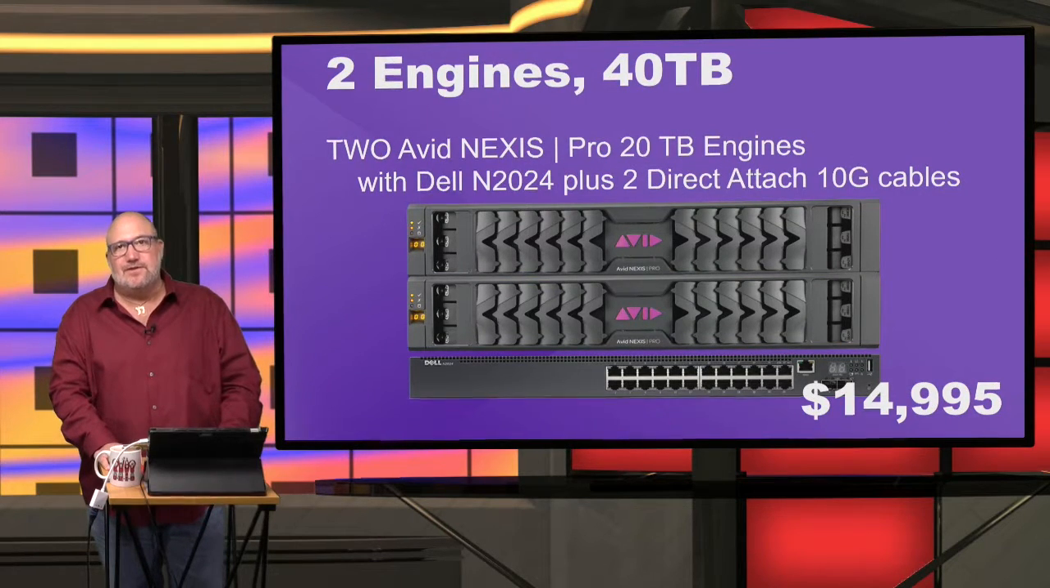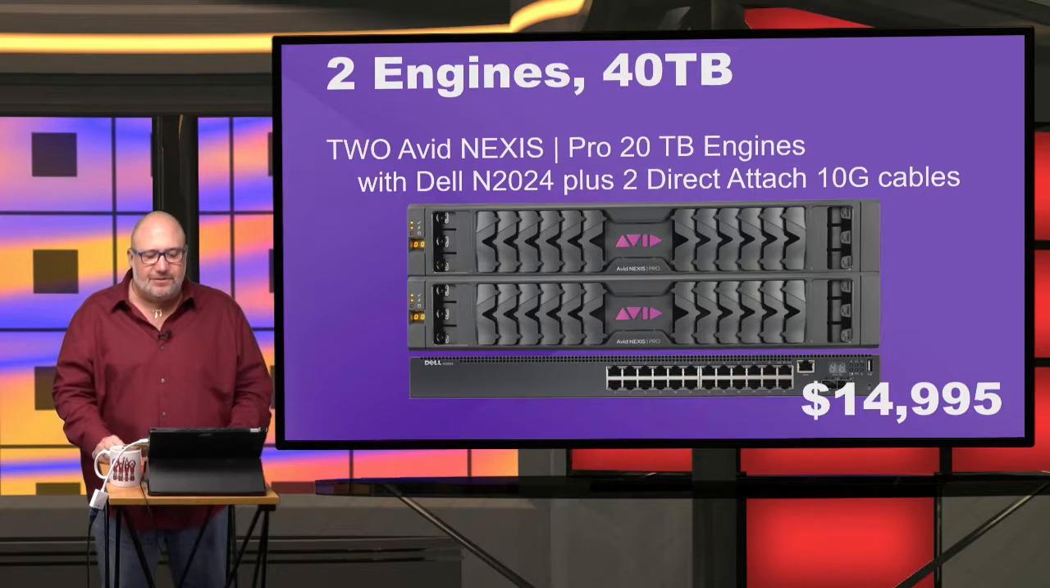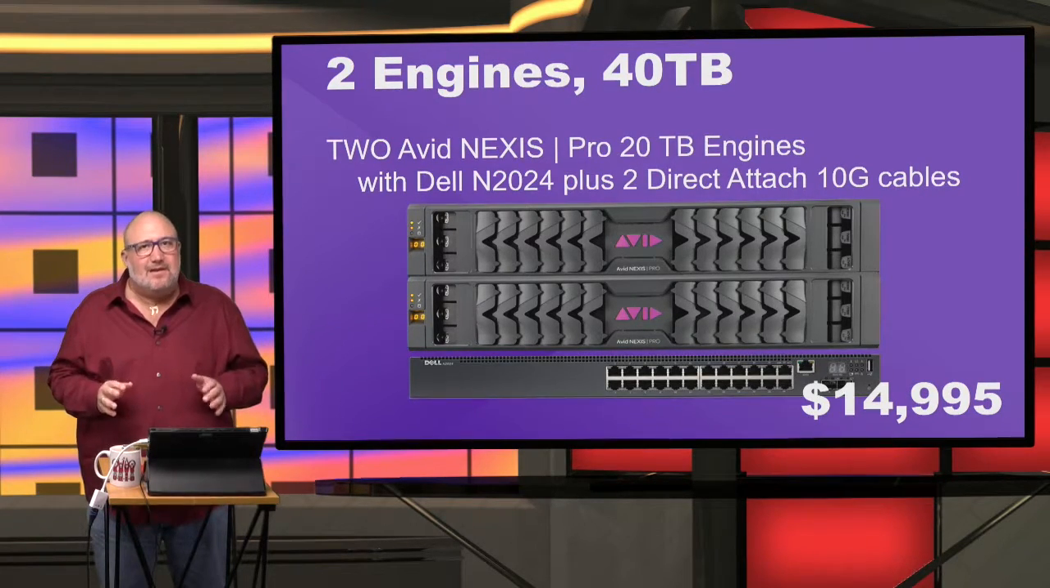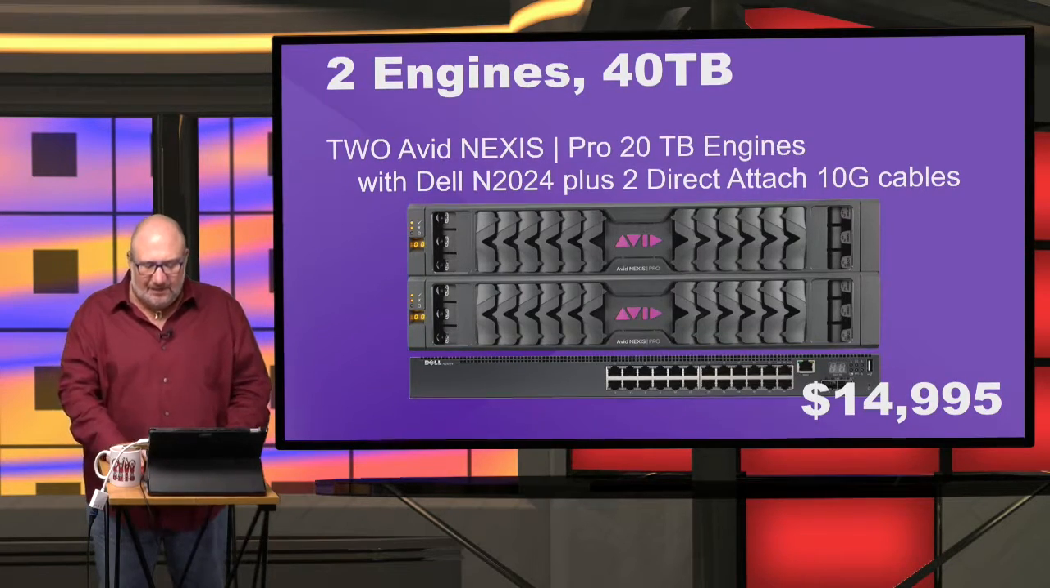Here's where the savings really start to add up, folks. This is a bundle that's going to give you 2 Nexus Pro engines, a total of 40 terabytes of storage, and the Dell Switch for $14,995. I want you people to understand something. A year and a half ago, 2 years ago, the Nexus Pro itself was more expensive than that. Now you're getting 2 Nexus Pro engines, 40 terabytes, $14,995 with the Dell Switch.